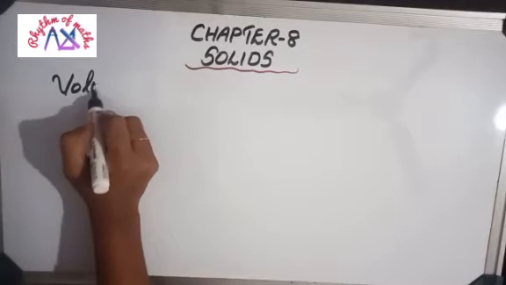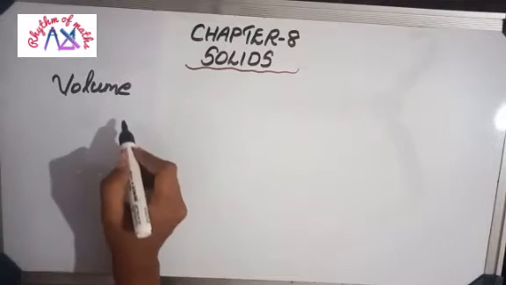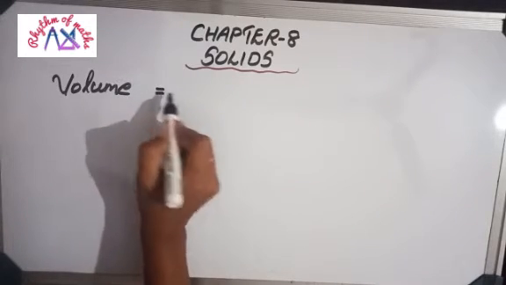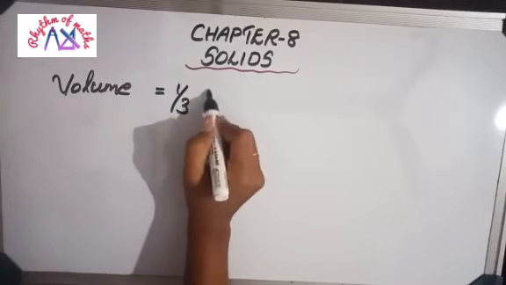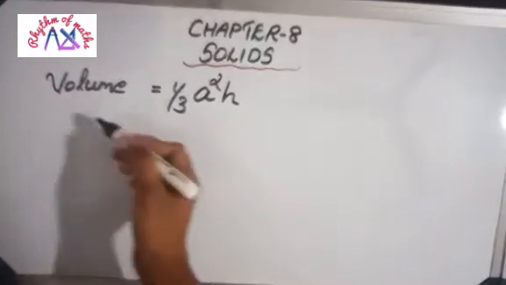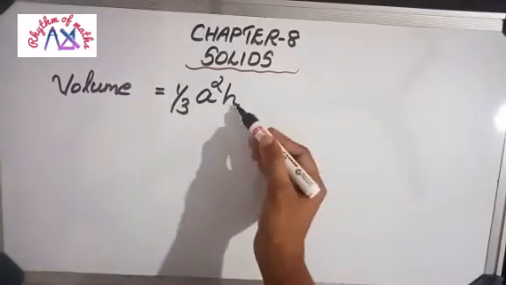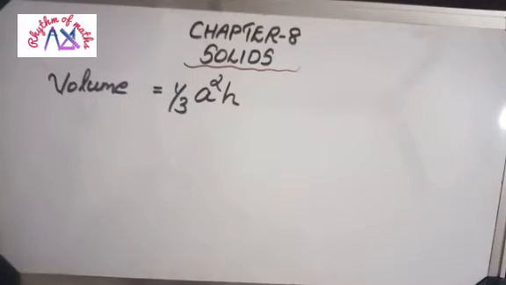Volume of square pyramid. As we discussed earlier, the volume of a square pyramid equation is 1 by 3 a square h. This is the equation to find the volume of a square pyramid. Here a is the base edge and h is the height of the pyramid. No more explanations to give, because we just need to learn the equation, and let's do problems directly.